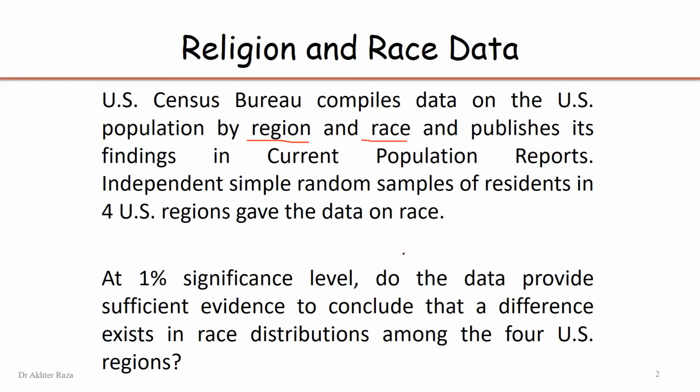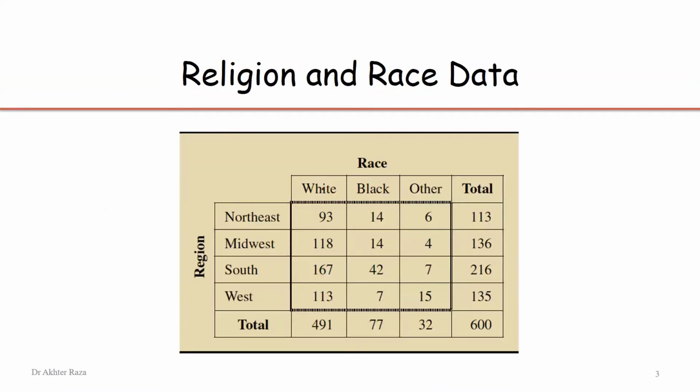Race has 3 levels: white, black, and other. And the regions are 4: Northeast region, Midwest region, South region, and West region. So these are the 4 regions. The first qualitative variable is region. The second qualitative variable is race. These are the observed frequencies. 93 participants in my sample are from the white race and living in the Northeast region. Similarly, we have a total of 600 participants in this data.